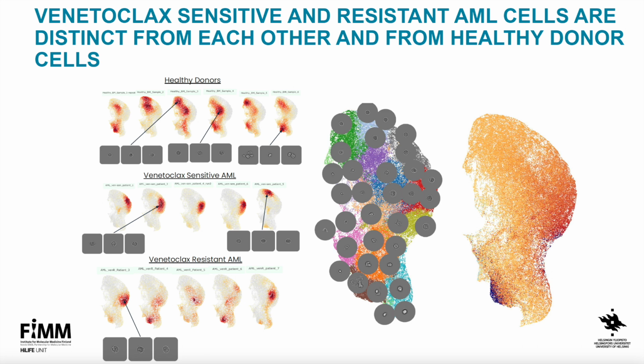Interestingly, for the venetoclax resistant AML samples, except for maybe one case, we're seeing a bigger spread of cells, a little bit reminiscent of the healthy donors, but also very distinct. And this was also the case with the blast cell content. The blast cell content was actually higher with these venetoclax sensitive AMLs compared to the venetoclax resistant AMLs.